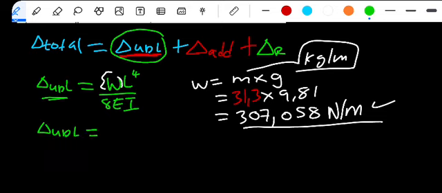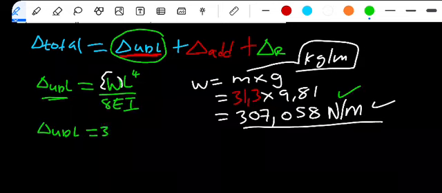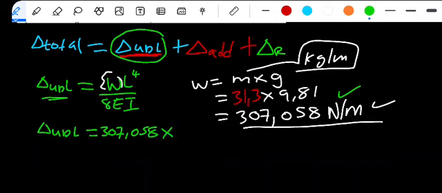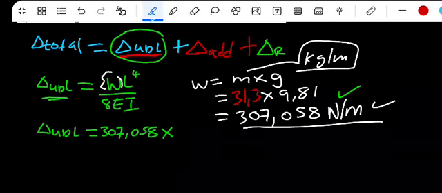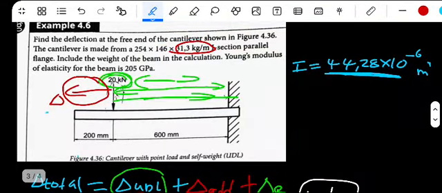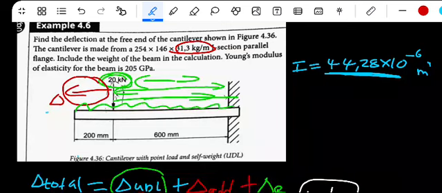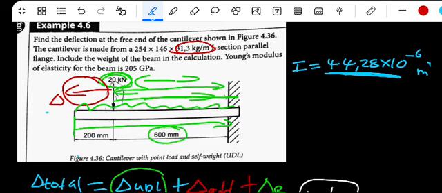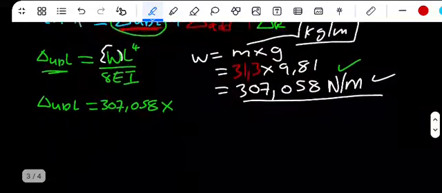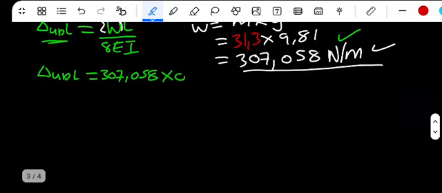Okay, deflection due to UTL. We have the weight there as 307.058 times the length. Since this UTL is for the whole beam, you'll use the whole length. Remember, it's distributed over the whole beam, so we'll use the whole distance from here to the end. Going there, we'll have 600 millimeter plus 200 millimeter. It's the same as 800 millimeter, which is the same as 0.8 meter. If you use this in meter, it will be the same as 0.8 meter. But do not forget, this will be what?